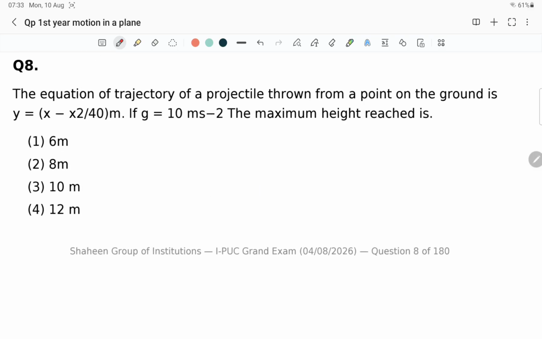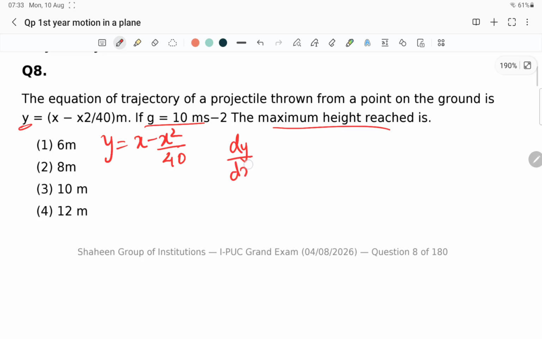So question number 8, he has given an equation y is equal to x minus x square by 40, and he has also mentioned g as 10. Maximum height he has asked. Whenever they give an equation like this and ask for a maximum height, it is basically the maximum value of y. So this comes from your mathematics maxima problem. How to find the maximum value? The simple logic is find dy by dx and equate it to 0.